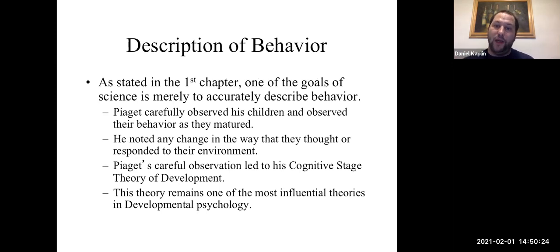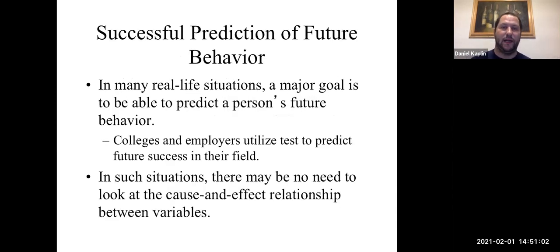You might have one goal, and your goal is to just merely describe behavior. So if your goal is to describe behavior, you don't need an experiment. All you need is a good observational study. And if you're wondering whether an observational study is useful, there are great findings that occurred as a function of careful observation. For example, Piaget's cognitive stage theory of development occurred due to observing his children carefully. And it's one of the most influential theories in developmental psychology.